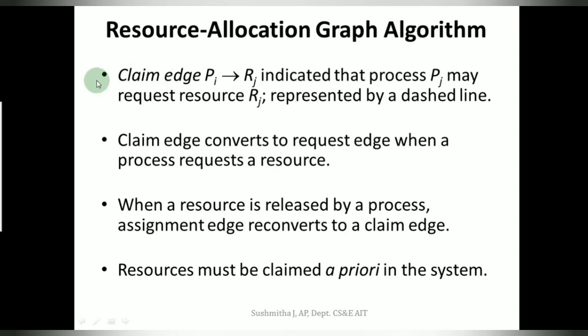So that is what we say here. Claim edge shall be converted to request edge. Request edge shall be converted to assignment edge. That is, after the resource is assigned to the process, it shall be converted as the assignment edge. Now let us see the representation.